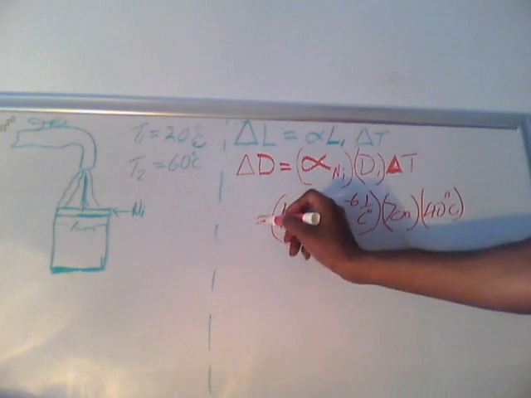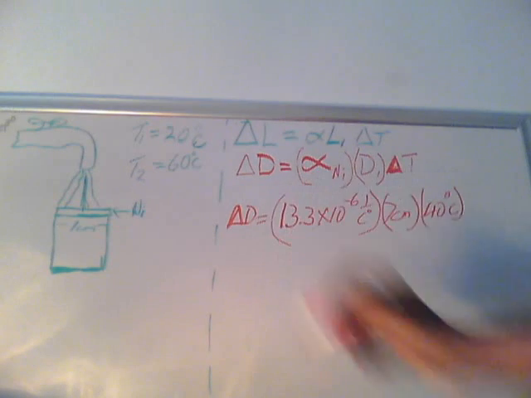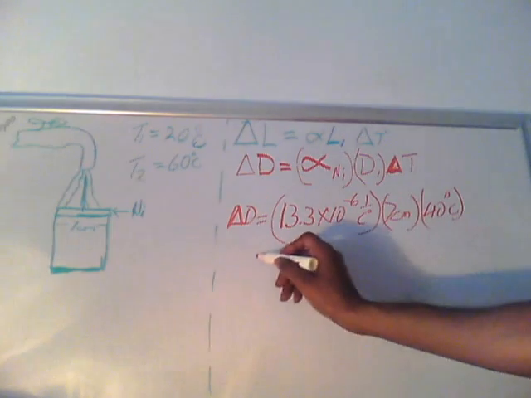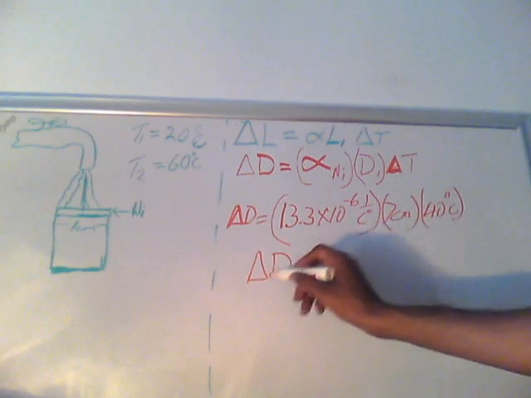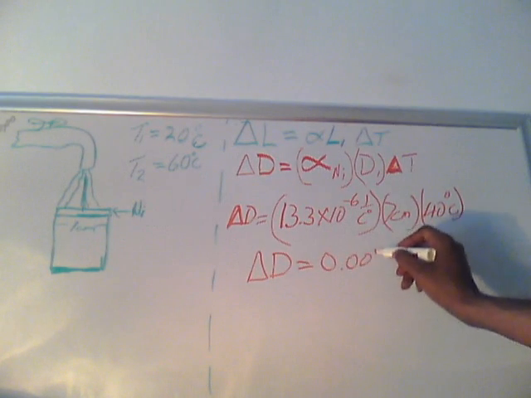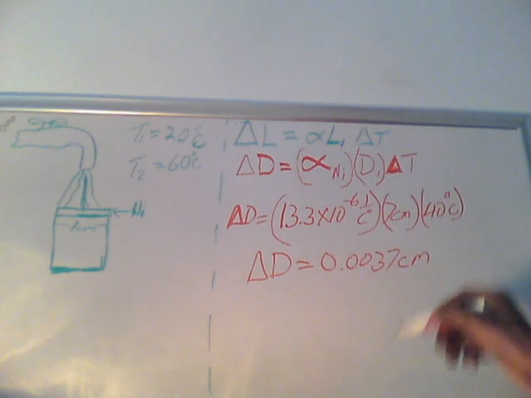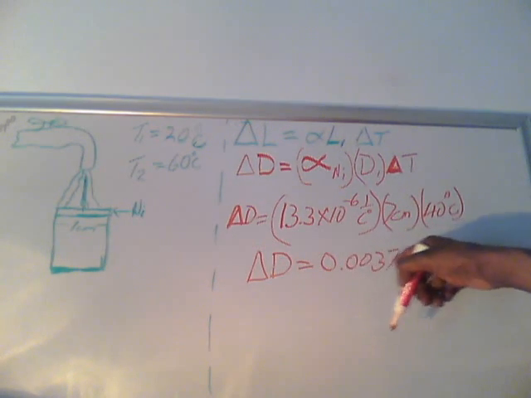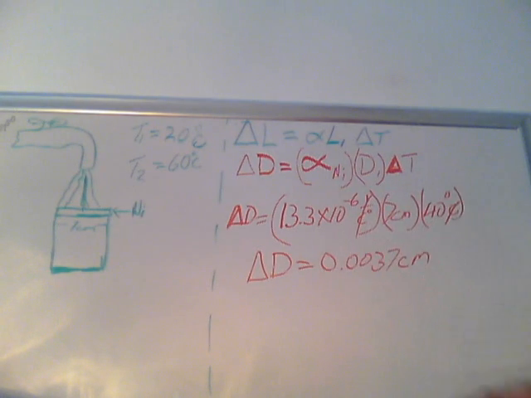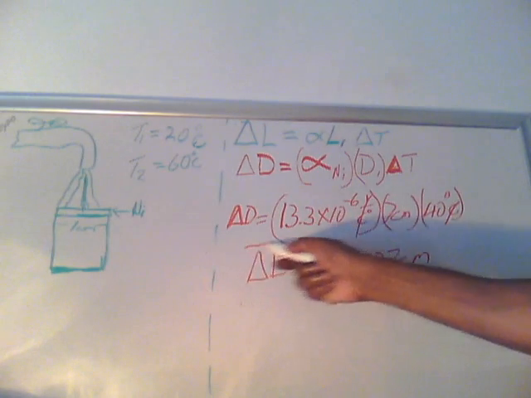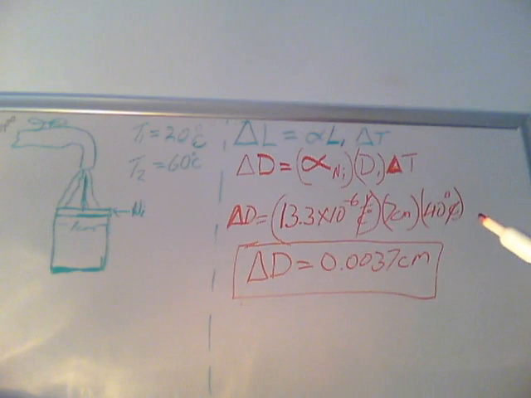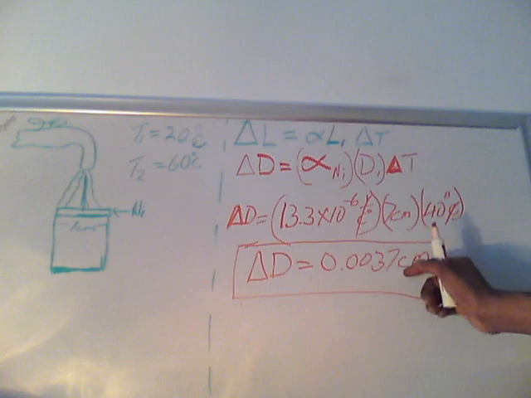All right, change in diameter. Crunch the numbers, and our change in diameter is going to be equal to 0.0037 centimeters. Just making sure our units work out here. Yes, it did: centimeters. And so that's our answer. The change in diameter is 0.0037 centimeters. Really small number.